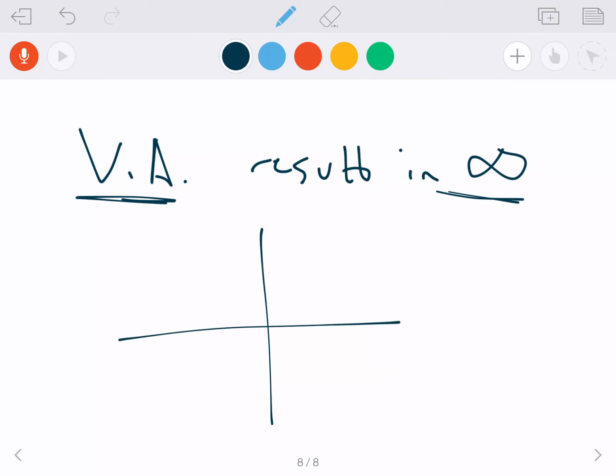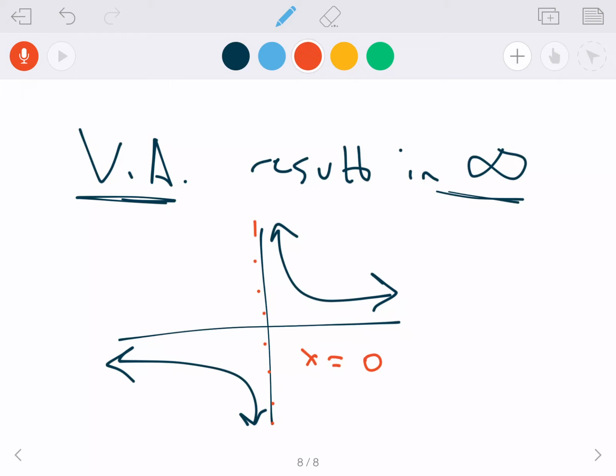Your graph will look maybe something like this. And I can see that I have a vertical asymptote here at 0. Vertical asymptote at x equals 0. So if I'm just looking for the limit of f of x as x approaches 0, I can say that that does not exist, right? Because the limit from the left does not equal the limit from the right.